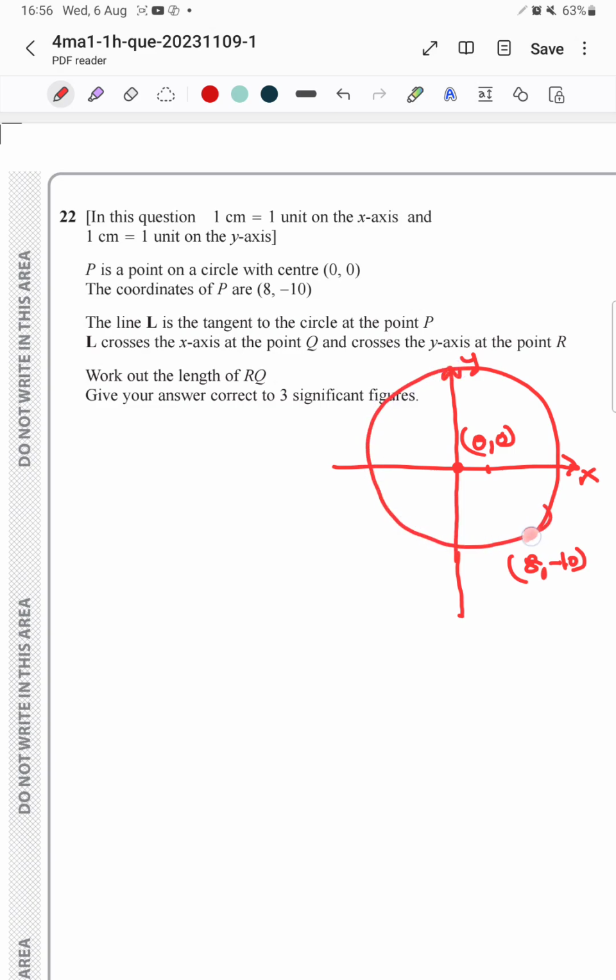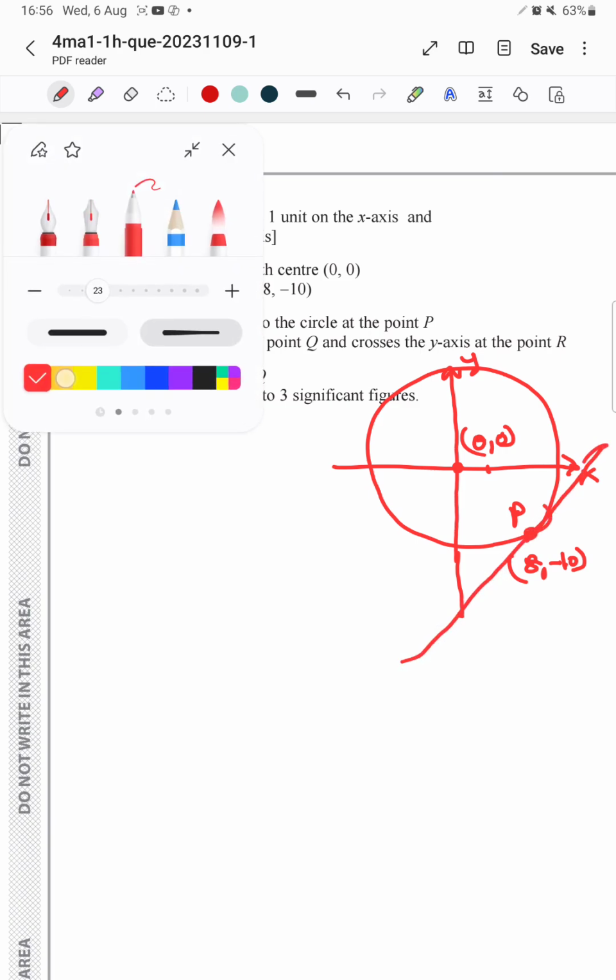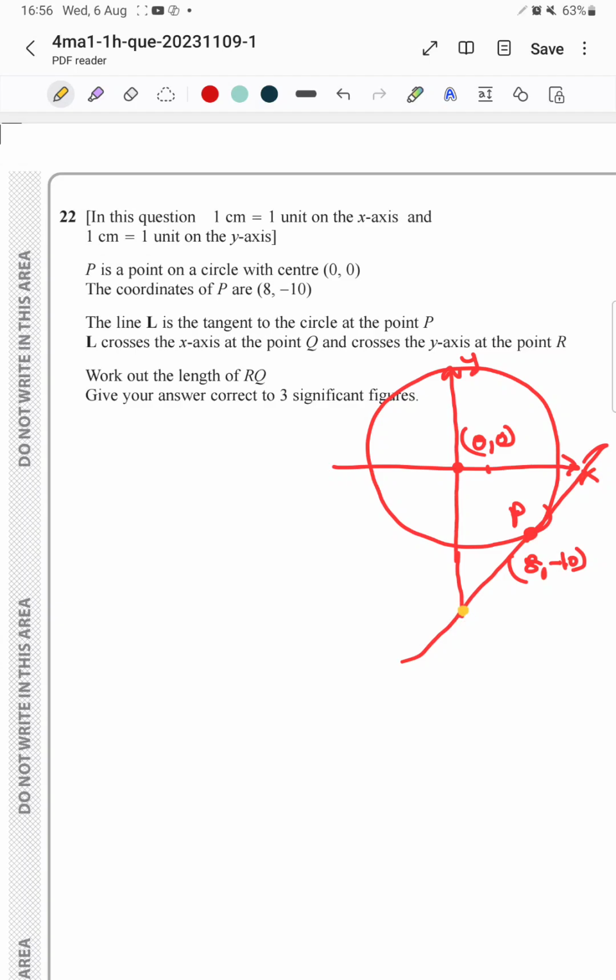At the same point, this P, there is a tangent drawn to the circle. And when this tangent is extended, it is touching the y-axis and the x-axis at two different points. At the x-axis, it is touching at point Q, and at the y-axis, it is touching at point R. We need to find out how much is RQ. Because R and Q are points, let's say x1, y1 and x2, y2, we can apply the distance formula to find out the distance.